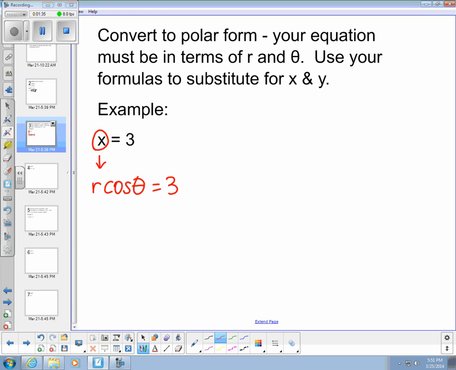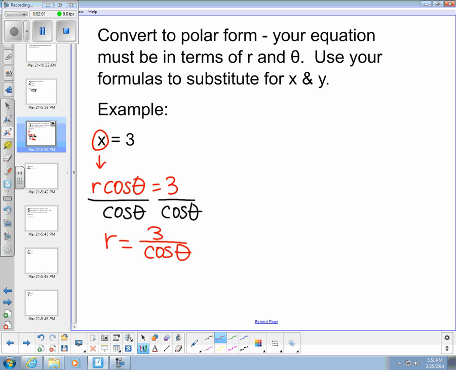Now, when we're in polar form, we want the r by itself. Just like when we are in rectangular form, we usually have it in y equals form. This time we want r equals. So to get this in r equals form, I need to divide both sides by cosine. If it's r times cosine, the opposite would be to divide. So now it looks like r equals 3 divided by cosine theta.